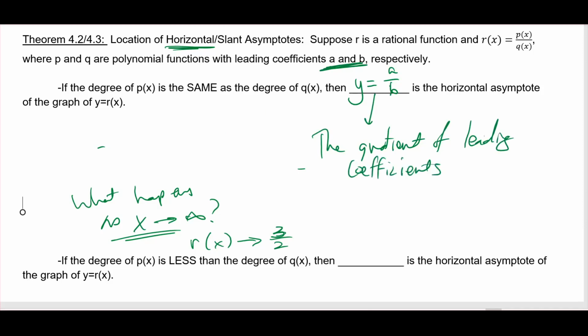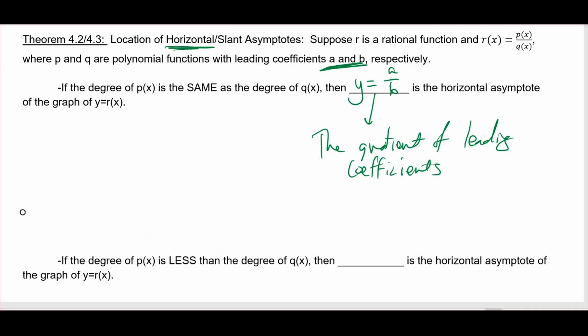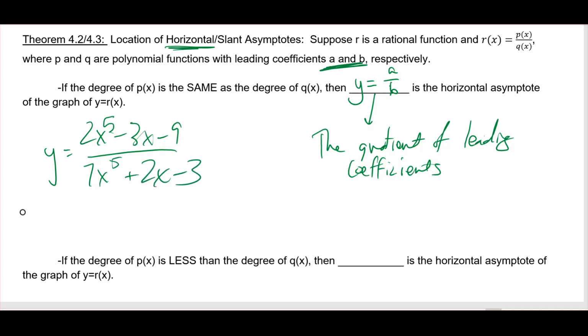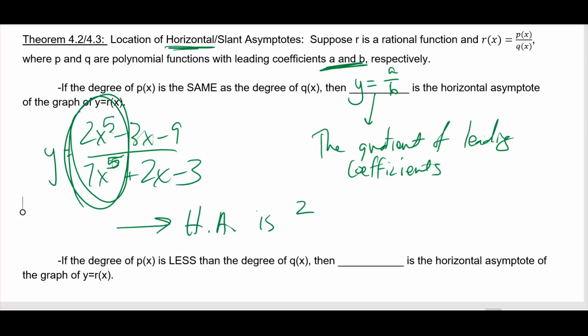So in our work, when we're actually doing these problems, we're not going to do that little trick. What we're going to do is just look at it and say, okay, I've got 2x to the 5 minus 3x minus 9 over 7x to the 5 plus 2x minus 3, whatever that stuff is. If we have the same degree, we immediately say the horizontal asymptote is y equals 2 over 7.